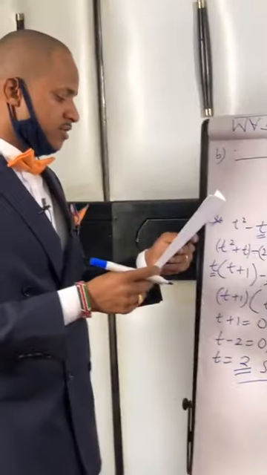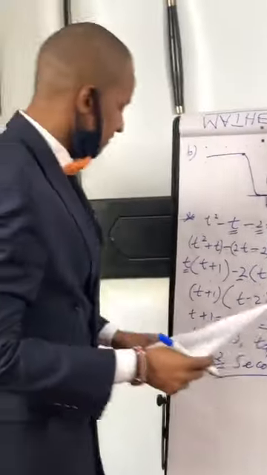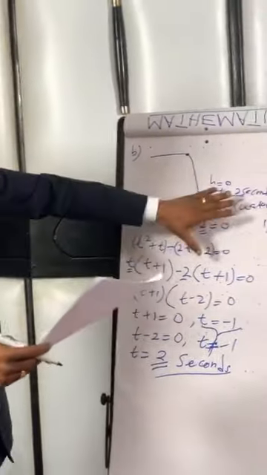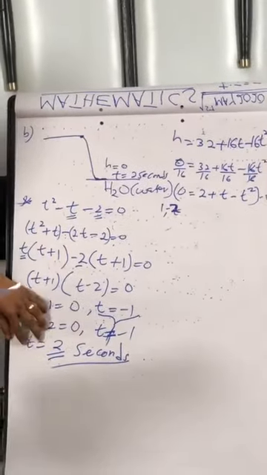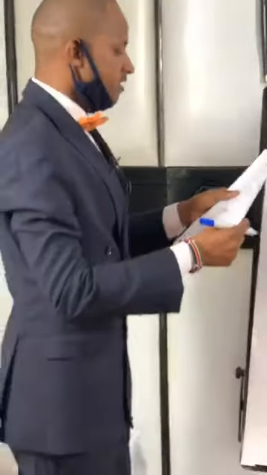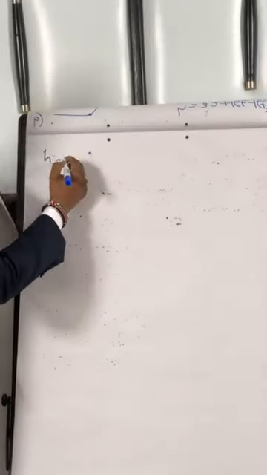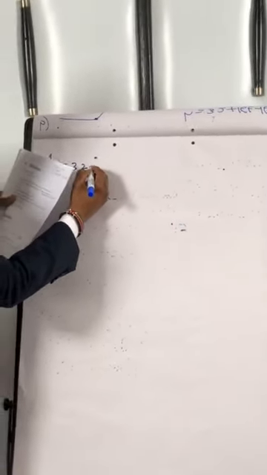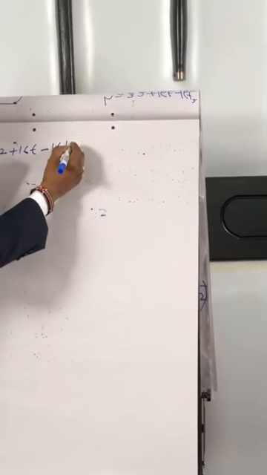Then the next part of the question is: find the velocity at which he hit the water surface. So I want you to keep in mind that time is equal to 2 seconds. So we want to find the velocity at which he hit the water surface. From our initial equation, h is equal to 32 plus 16t minus 16t squared.